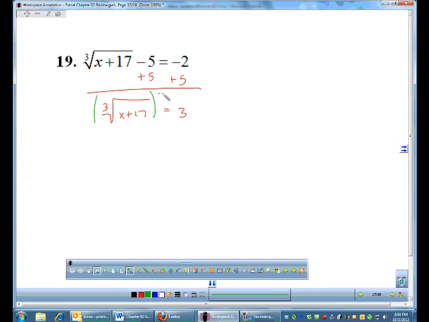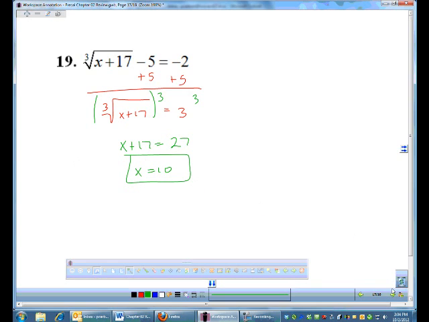Now we will cube both sides. That gives me x plus 17 equals 27. 3 cubed is 27. Subtract 17 and you get 10. That wasn't too bad, was it? Nope. Yeah.